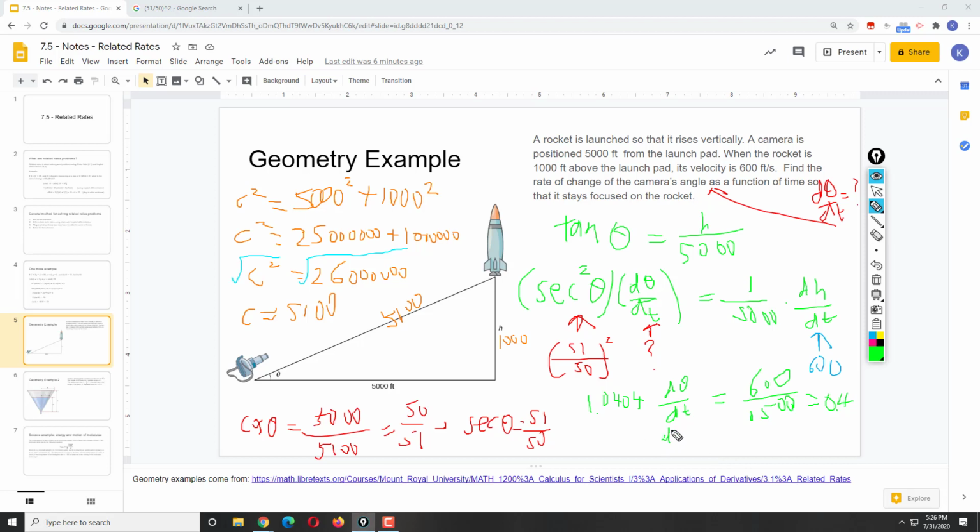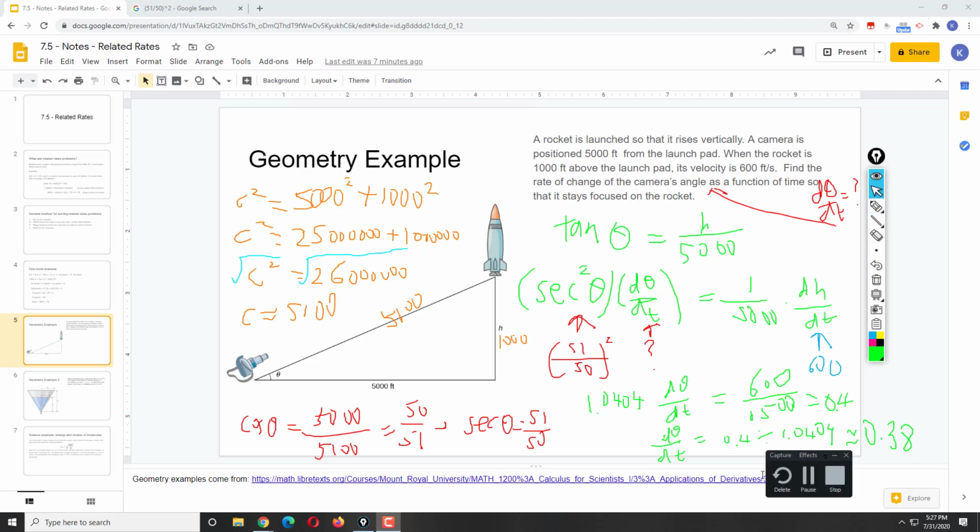Therefore, d theta over dt has to equal 0.4 divided by 1.0404. Again, we can use a calculator. 0.4 divided by 1.0404 is about 0.38. So d theta over dt is about 0.38.